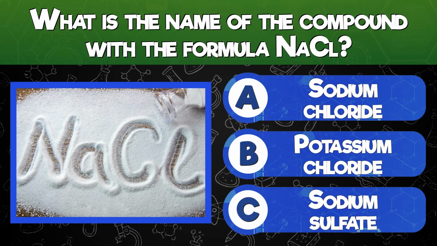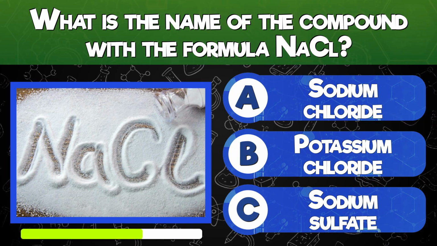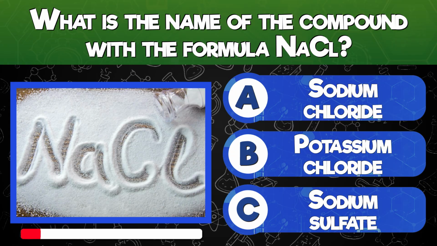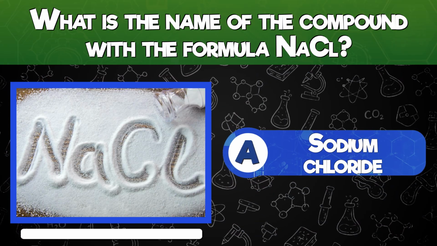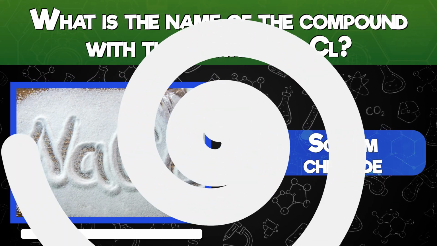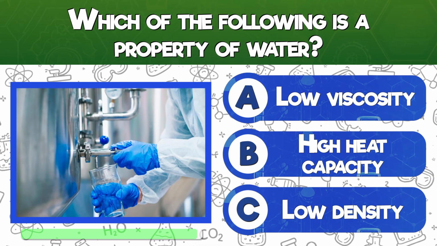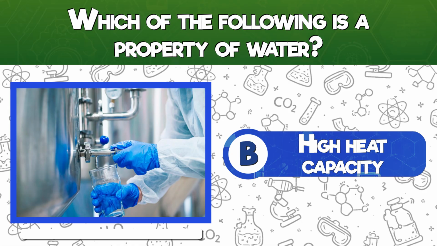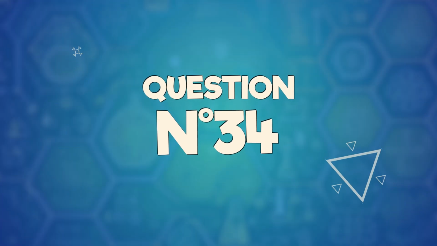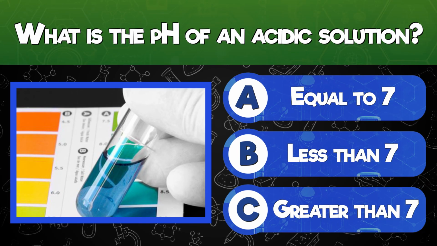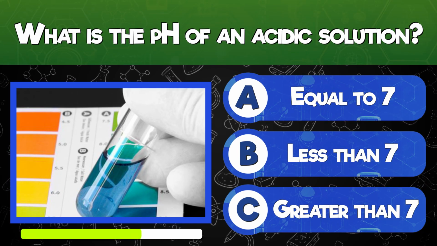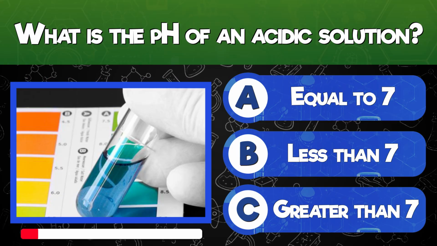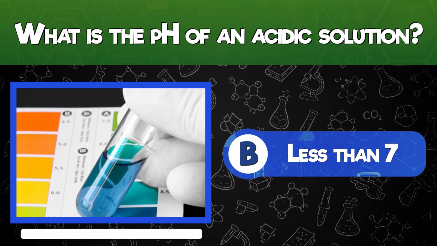What is the name of the compound with this formula? Sodium chloride. Which of the following is a property of water? High heat capacity. What is the pH of an acidic solution? A pH lower than 7.